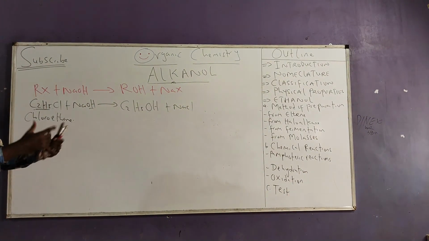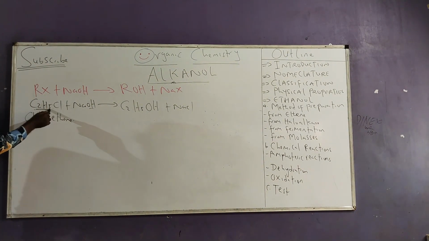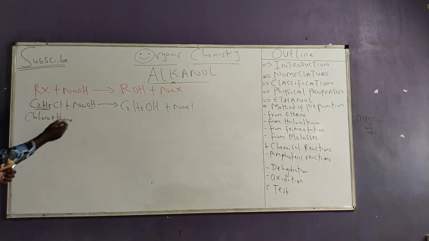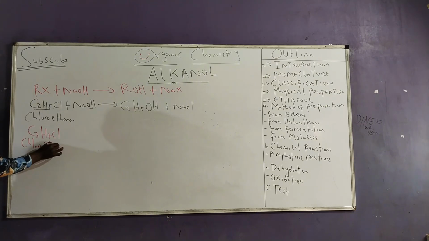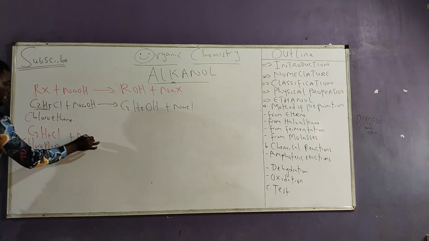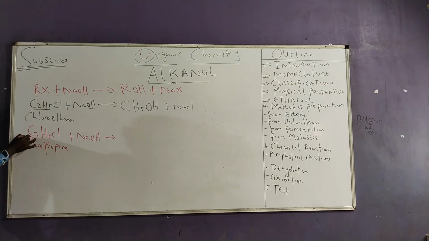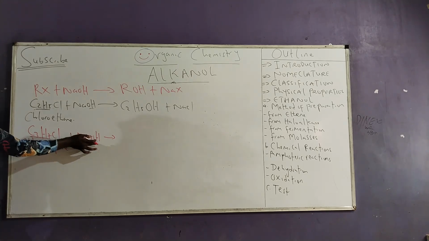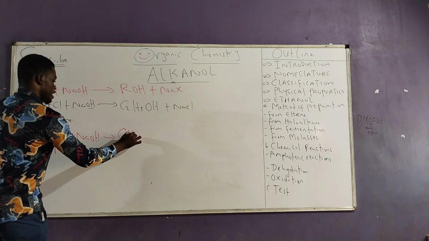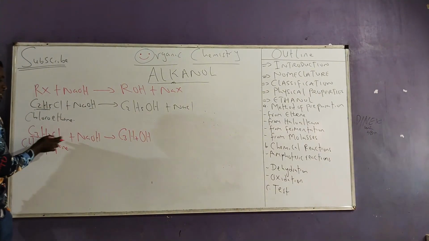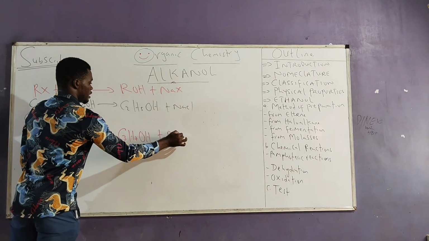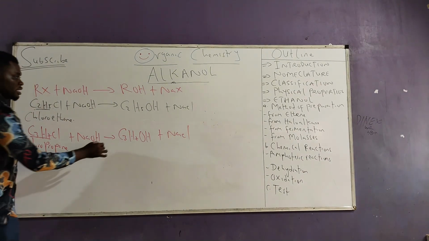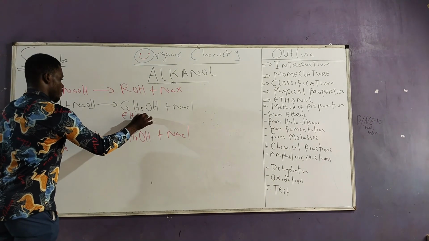I can also apply the same general method. All I need to do is to just be increasing the number of alkyl groups here. So if I want to prepare the third member of the alkanol homologous series, for instance, I can use C3H7Cl. This is chloropropane reacting with NaOH. What do I form? Same thing. Your C3H7 picks the OH from here. I'll form C3H7OH. Your Cl goes with your Na. I will form NaCl.